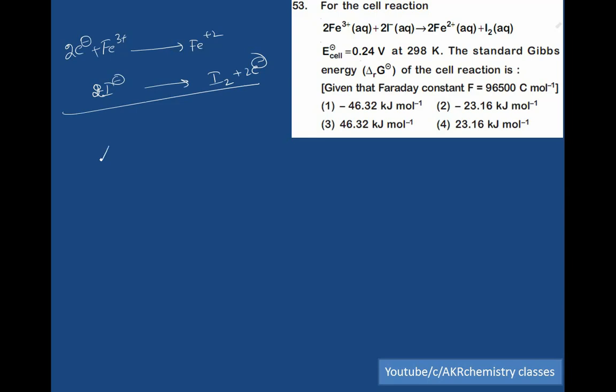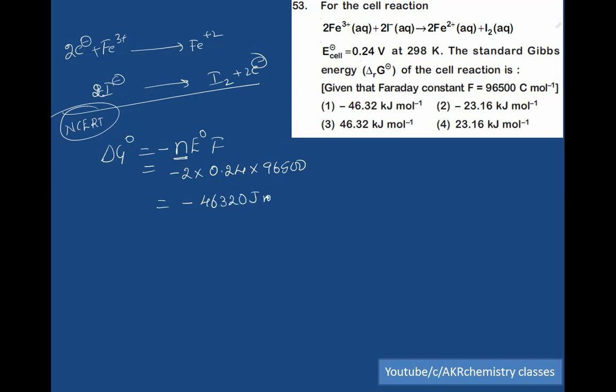Here we need to find the standard free energy change. We know the standard free energy change, again from the NCERT publication, is minus nE°F. Here n indicates the number of electrons lost or gained during the redox reaction. So minus 2 into the E° value given, 0.24, into 96,500 coulombs, equals minus 46,320 joules per mole. I need to convert joules per mole into kilojoules per mole. Therefore minus 46.32 kilojoules per mole is the right answer. So the first option is the right answer.